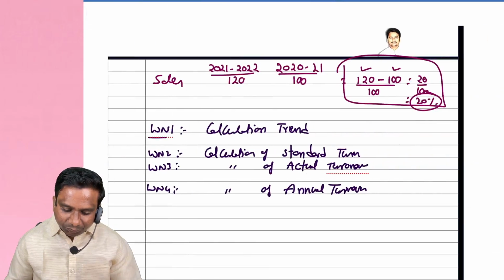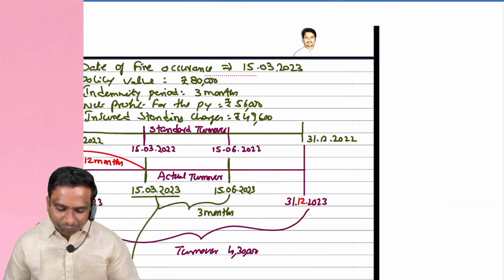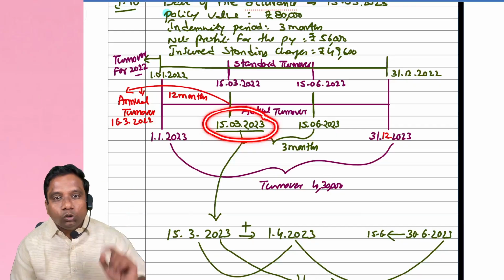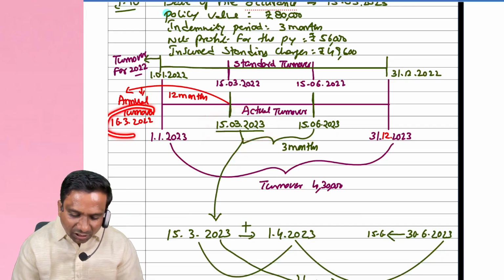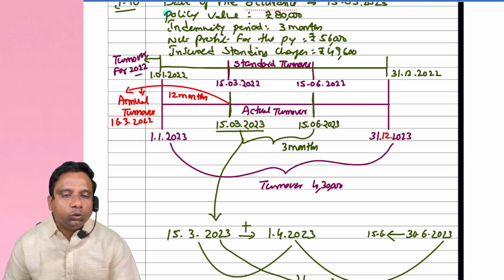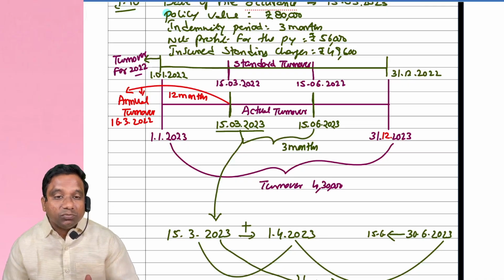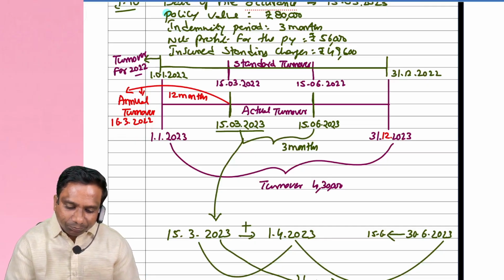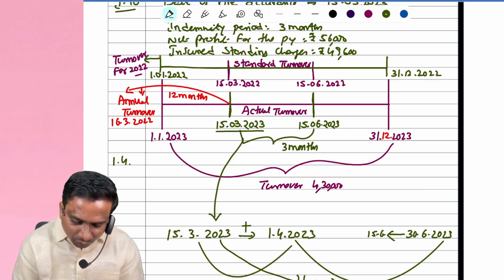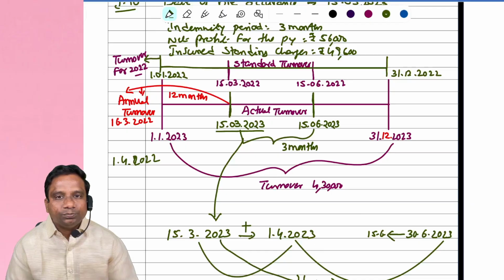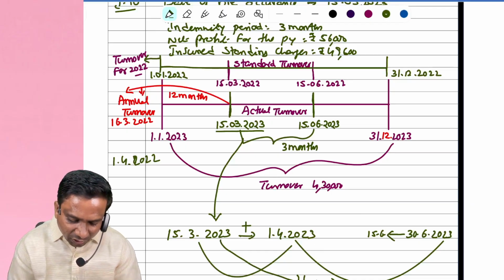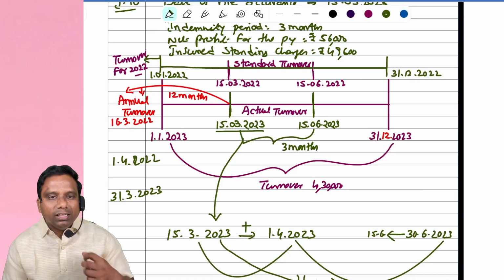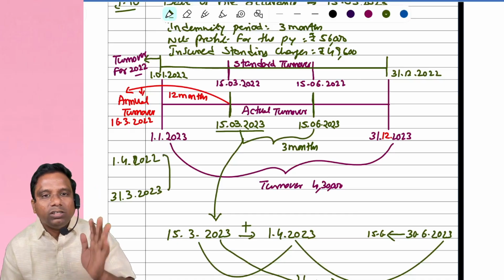Now look at, from this date 15/3/2023, go back to 12 months. Go back to 12 months means 16/3/2022 to 15/3/2023. So here calculate quarter wise. I am taking information from 1/4/2022 to 31/3/2023.